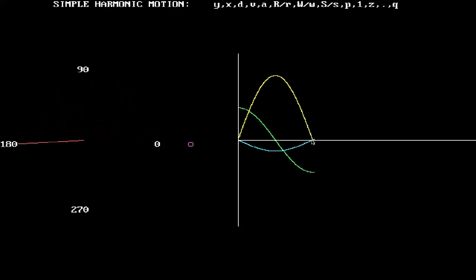When the displacement is zero, it has the steepest negative slope corresponding to the negative velocity. The slope of the velocity is zero, corresponding to a zero acceleration. At the greatest negative displacement, we have zero slope. That corresponds to the zero velocity.